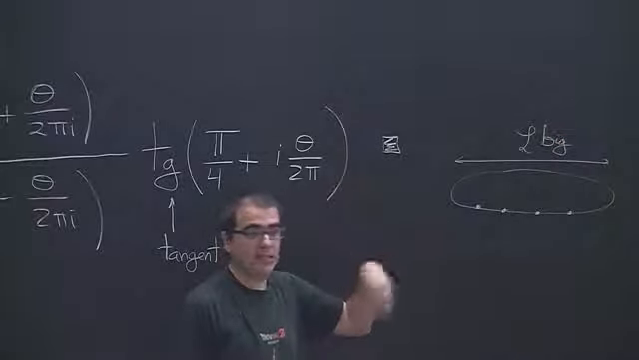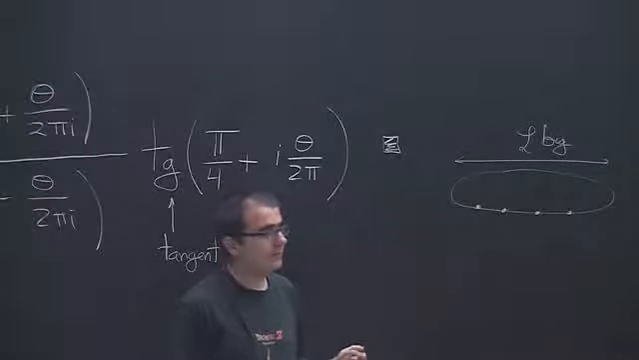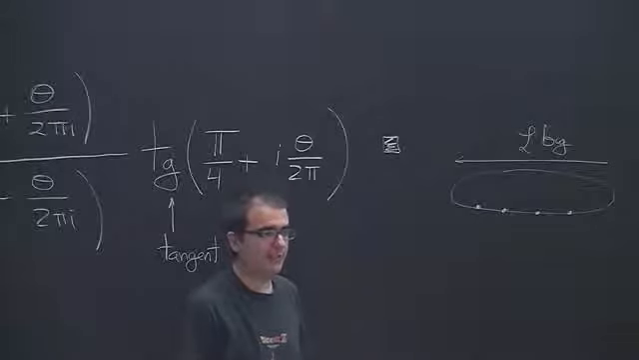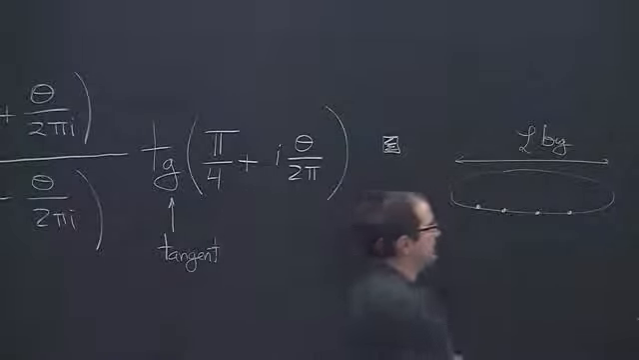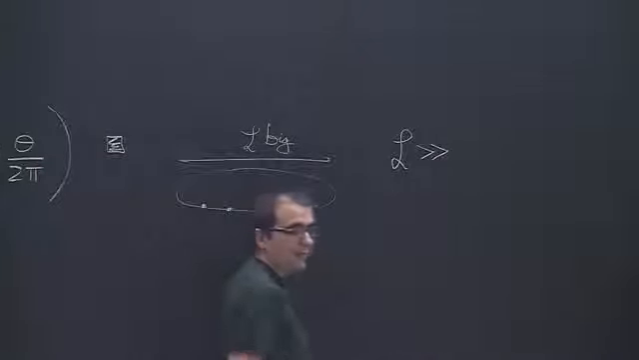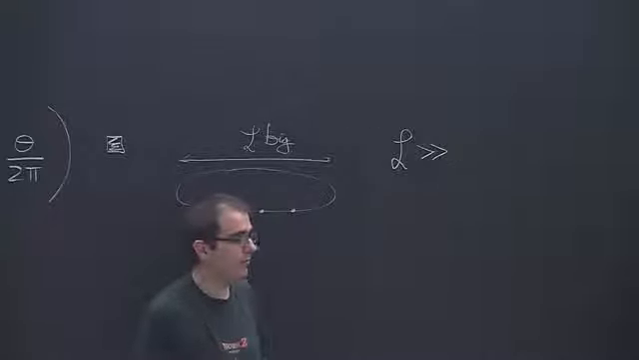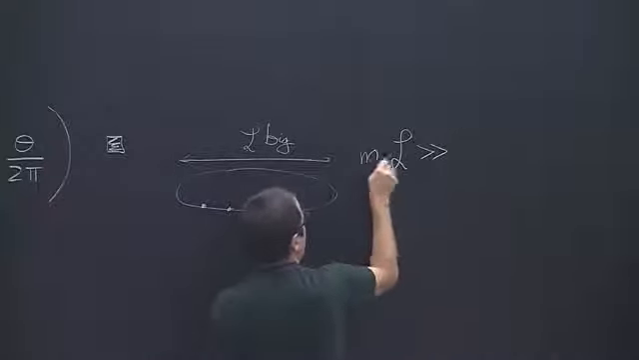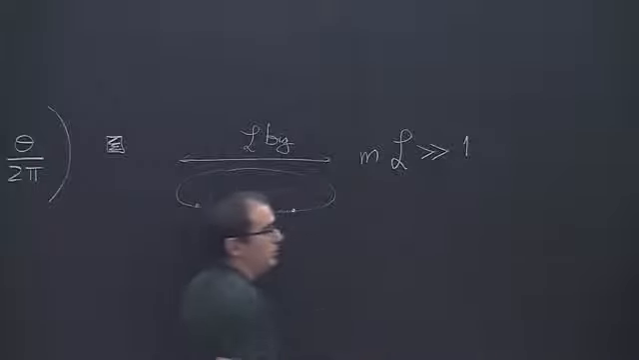By the way, what would it mean to say that L is big? L has dimensions. So if I want to say L is big, what should I write? I say that L is much bigger than what? What sets the mass scale? The mass of the particles. So I said that L is much bigger, measured in units of the mass of my particle.